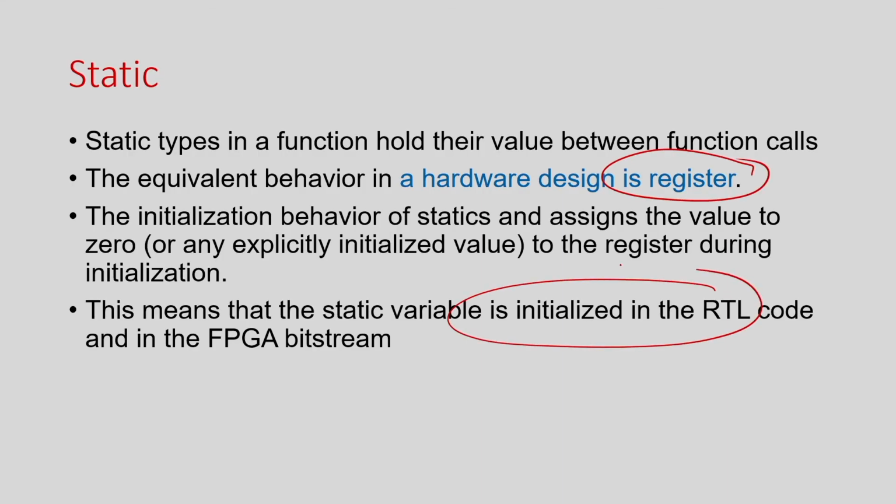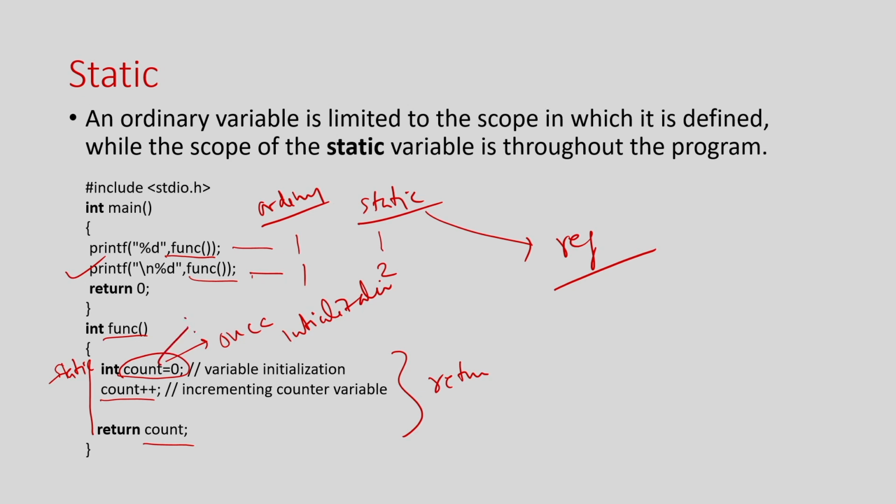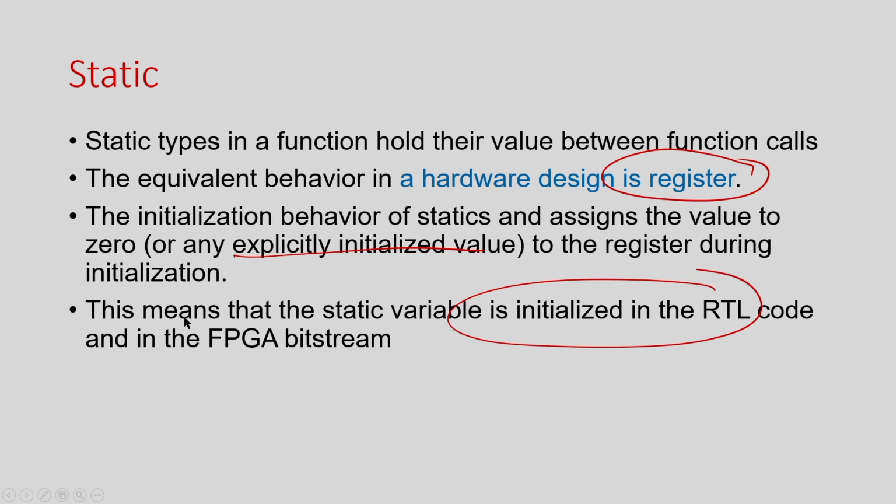The initial value may be 0 or it may be some explicit value. Instead of 0 you could have count initialized to 10 also. Then next time it will be 10, 11, 12, 13 and 14, right. So, basically it has to be explicitly initialized and it must be stored in hardware in a register. And for an FPGA bitstream also it has to be initialized during the loading of the bitstream.